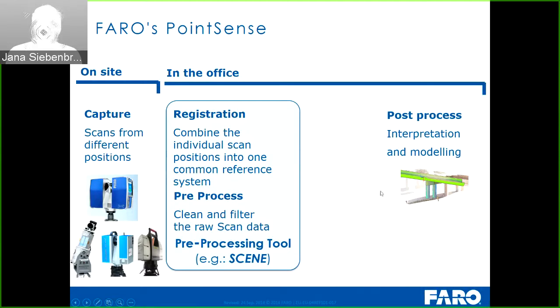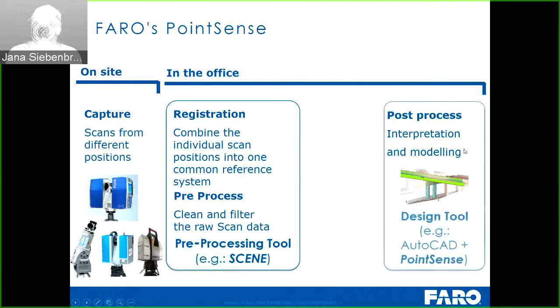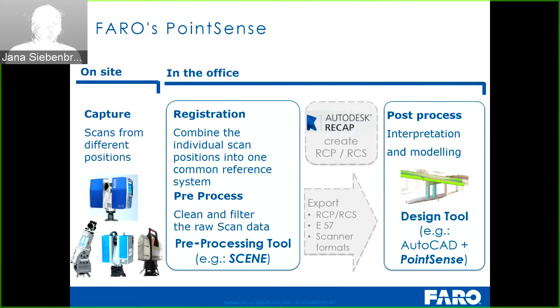The post-processing, meaning interpretation and modeling, is usually done in a design tool like Revit or AutoCAD, and our PointSense is a plugin for AutoCAD. To get the data into AutoCAD and PointSense, you may directly export RCP or RCS files from Faro Scene, or you can also export E57 from any other scanner software. Or you can use Autodesk Recap in order to create RCP or RCS point cloud files from your scan data.